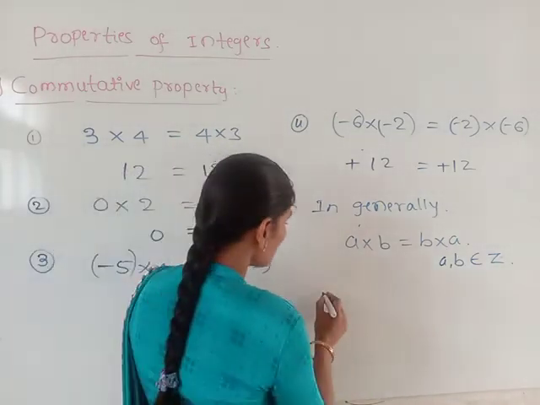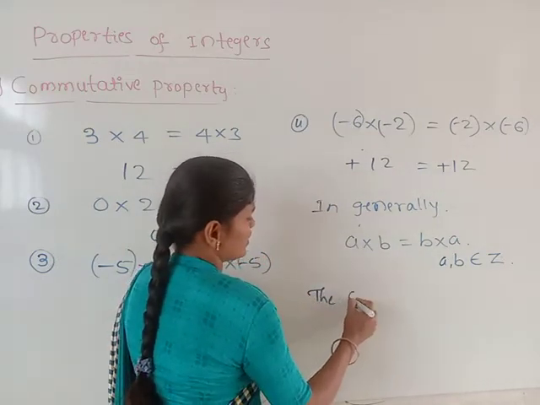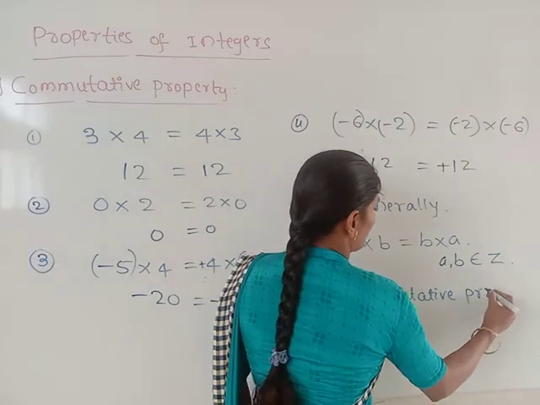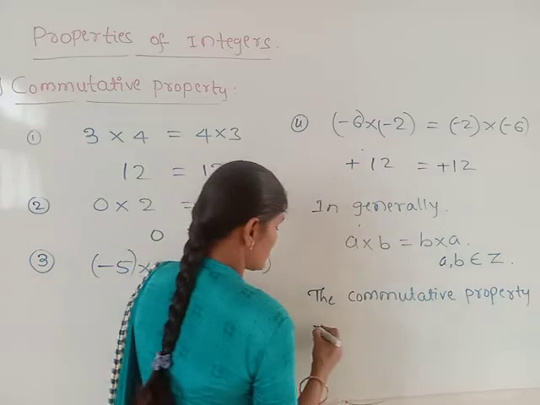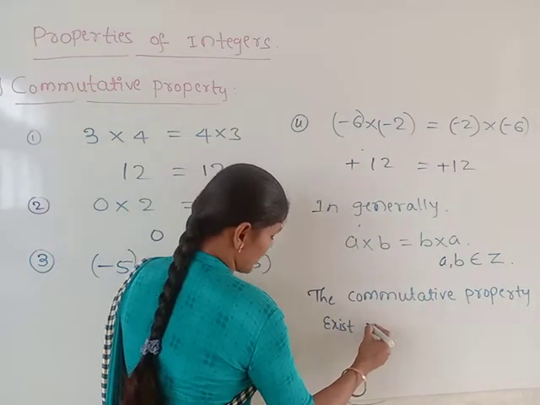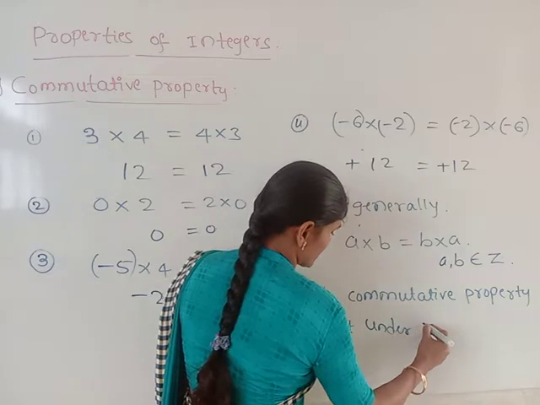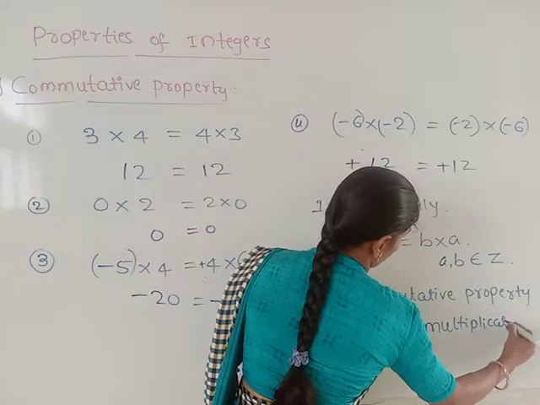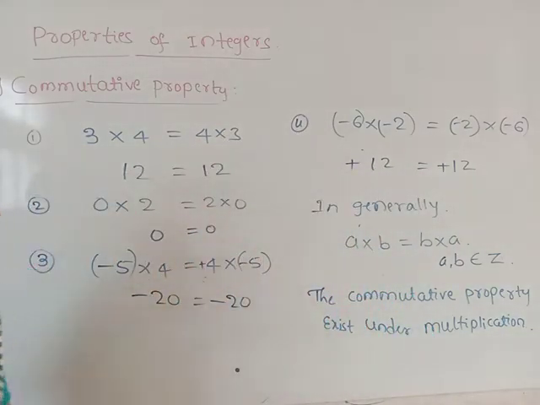So in general, the commutative property exists under which operation? Multiplication. Under multiplication for which set of numbers? Integers, or the group of integers. Now lastly, one more operation remains. What is it? Division. Under division, we have to check whether the commutative property exists or not.